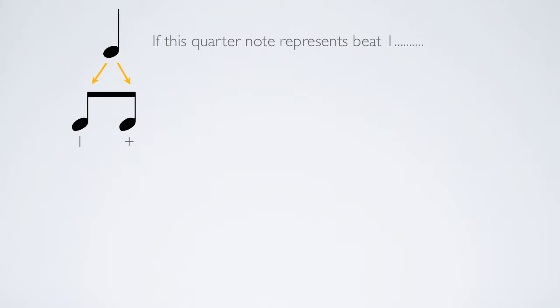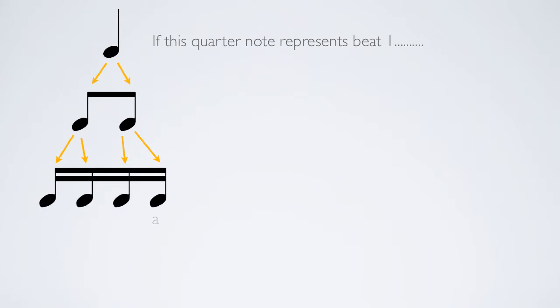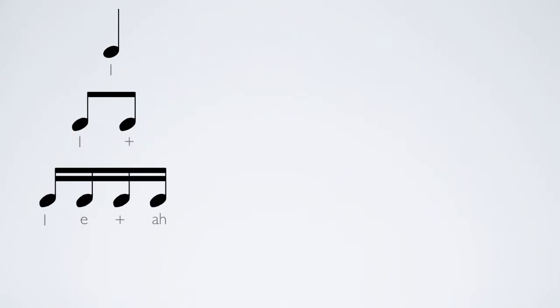Next, each eighth note can still be cut up into smaller pieces, so each single eighth note cut up into two pieces gives us two 16th notes. Now, grouping 16th notes together, still showing that they're part of beat 1, will give us two beams across the top, and is labeled 1 E and A.